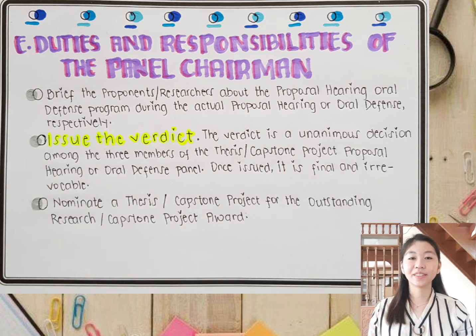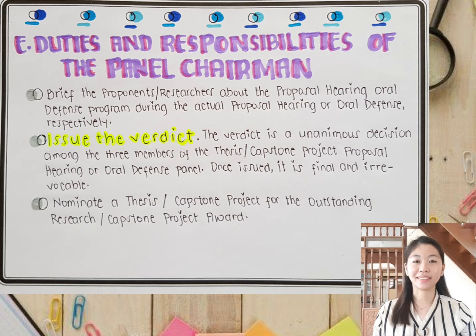E. Duties and responsibilities of the panel chairman. Brief the proponents or researchers about the proposal hearing and oral defense program during the actual proposal hearing or oral defense respectively. Issue the verdict. The verdict is a unanimous decision among the 3 members of the thesis or capstone project proposal hearing or oral defense panel. Once issued, it is final and irrevocable. Nominate a thesis or capstone project for the outstanding research or capstone project award.